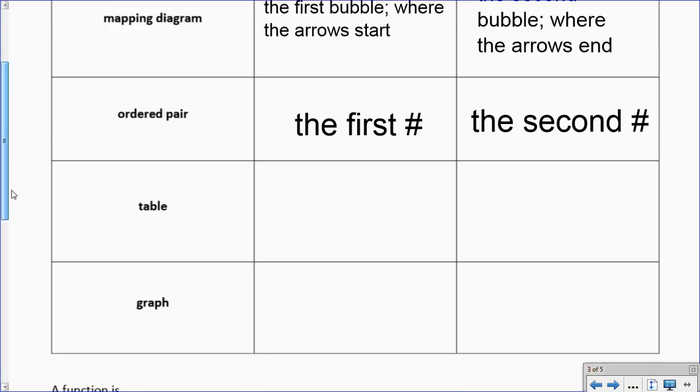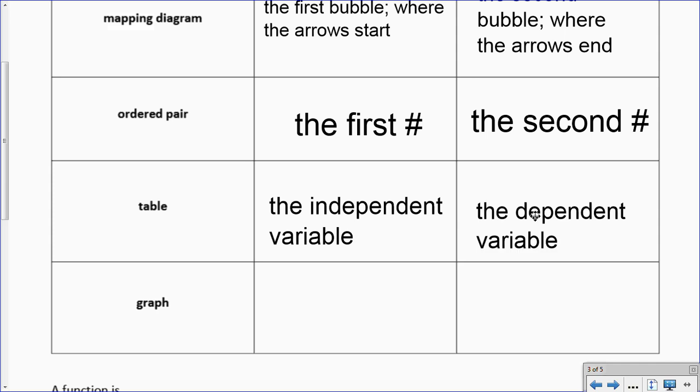The table, so it's going to depend on what kind of table we're talking about. If this is a real world example, the domain is going to be made up of the independent variables from a table, which are your x values. Okay, so sometimes it's labeled with x and y, sometimes it's labeled with real world units. The range is the dependent variable.